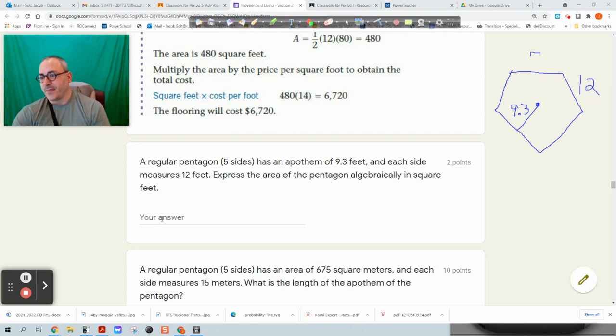All right, so let me rewrite my equation. The area of a regular polygon is equal to 1/2 times the apothem times the perimeter. What's the apothem in this case? It's 9.3, so let me stick a 9.3 in there. And the perimeter is going to be 12 times 5, which is 60. 12, 24, 36, 48, 60. So the perimeter is going to be 60.